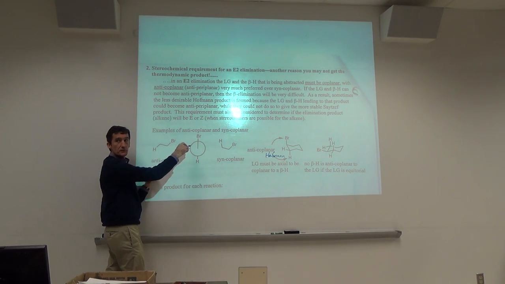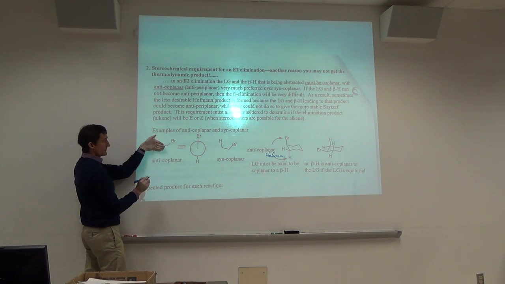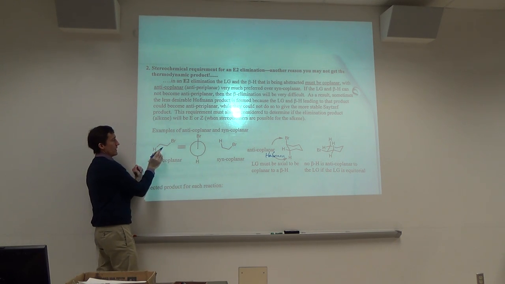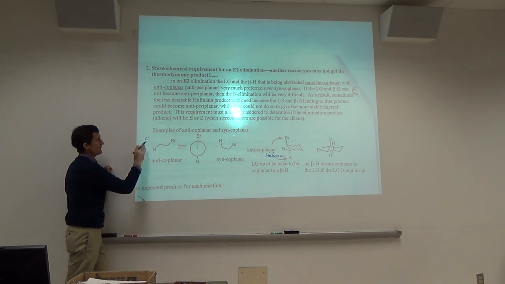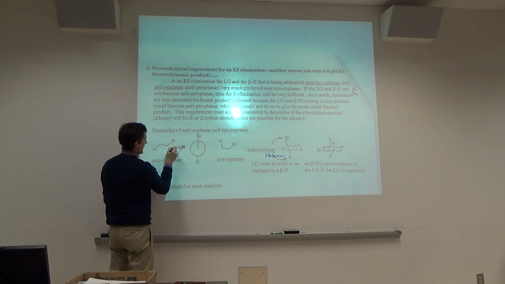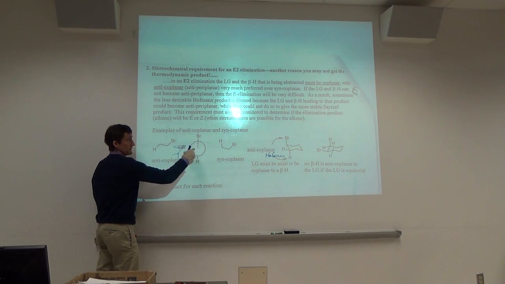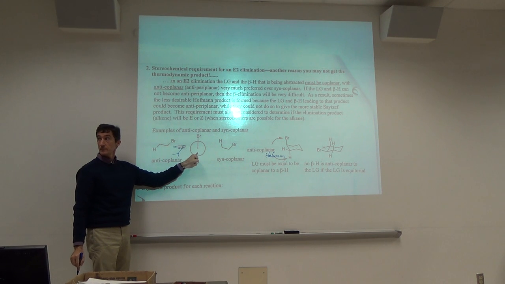Remember the Newman, circle, circle, dot, dot? One carbon, another carbon. If we look down the carbons, this is the front carbon. So on the front carbon, the Br is straight up. If I'm looking through there, front carbon, the Br is straight up, and in the back carbon, the H is straight down. Does everybody agree that this is the view? Remember the Newman?